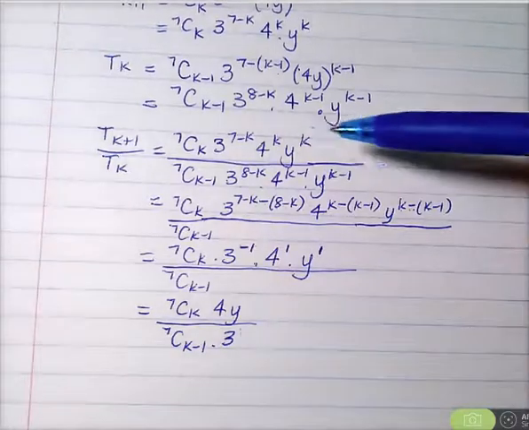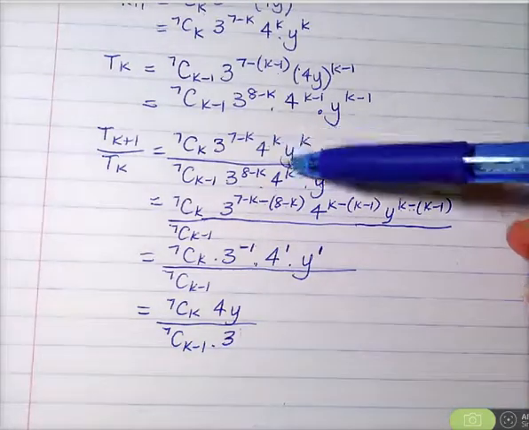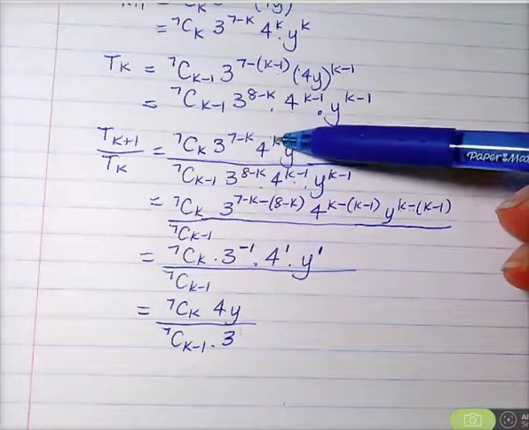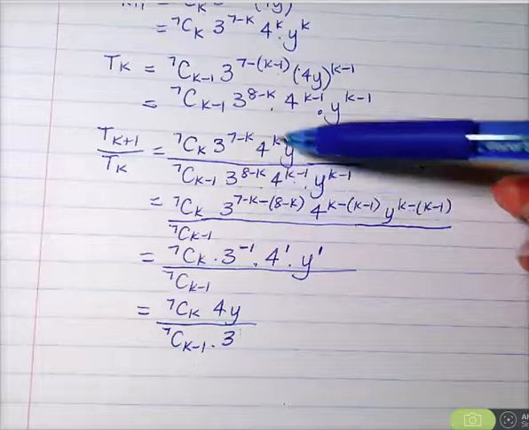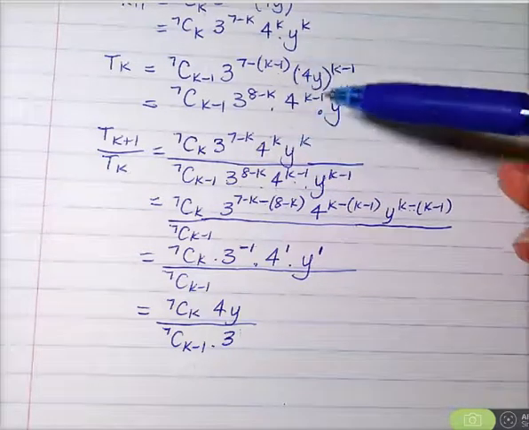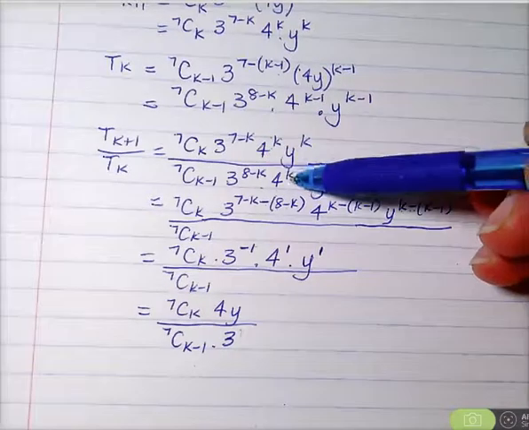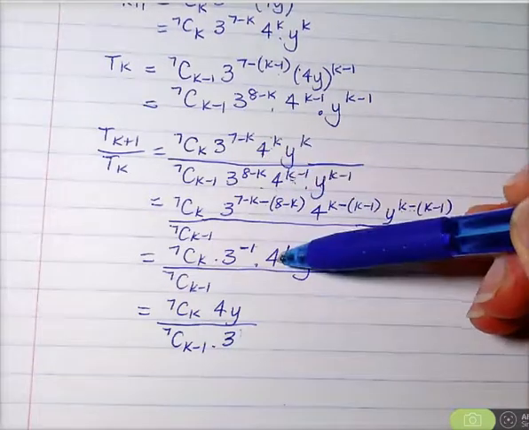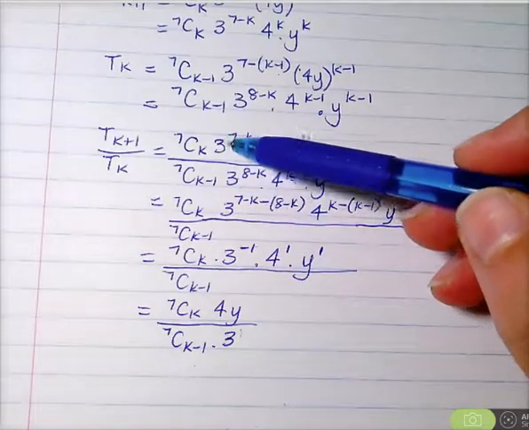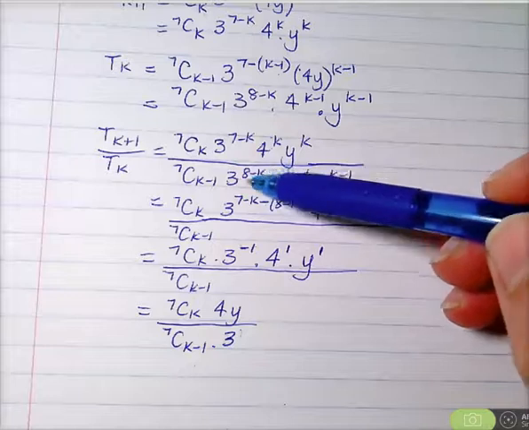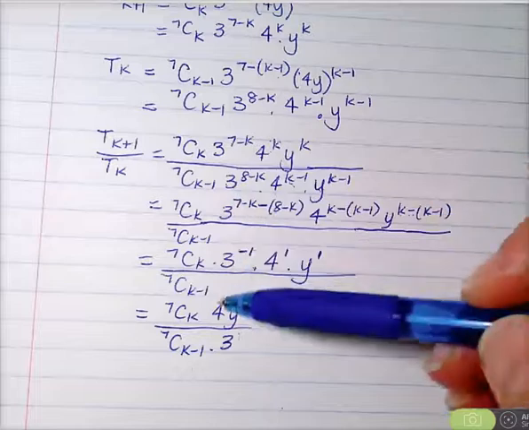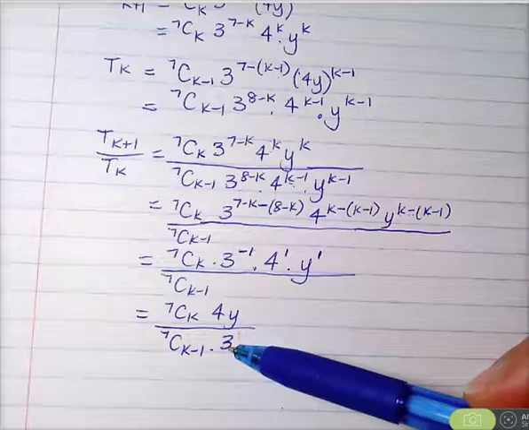Now the other thing you can notice here, notice we've been left with a 4 up on the numerator. This is because this is 4 to the power of k, and this is 4 to the power of k minus 1. So the power of 4 here is 1 higher than the power of 4 down here, which is why we're left with a 4 here. If you look at these 3's, 3 to the 7 minus k and 3 to the 8 minus k, we've got one more power of 3 here on the denominator than we have on the numerator, which is why we've got a 3 down the bottom.